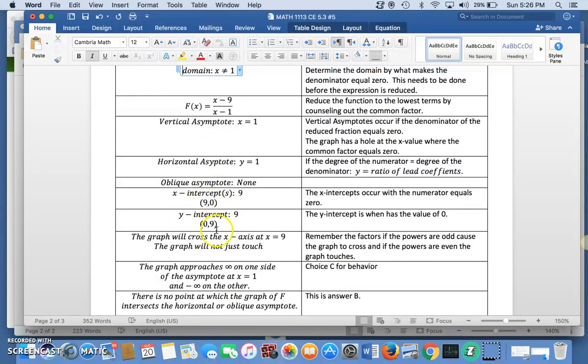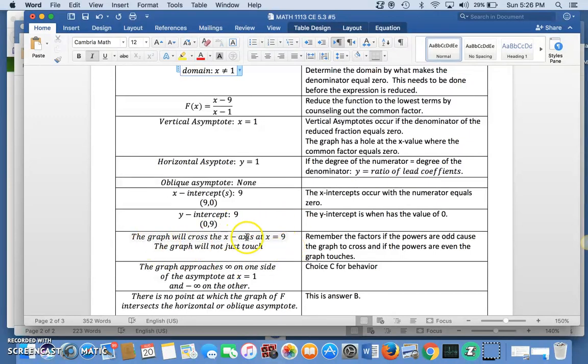So those are the 2 points. Your x-intercept is at 9. It's referring to that point. Y-intercept 9, referring to that point. Sometimes it asks for just values, and sometimes it asks for ordered pairs. If it asks for ordered pairs, be sure you give it ordered pairs. If it doesn't ask for ordered pairs, be sure you answer it correctly.